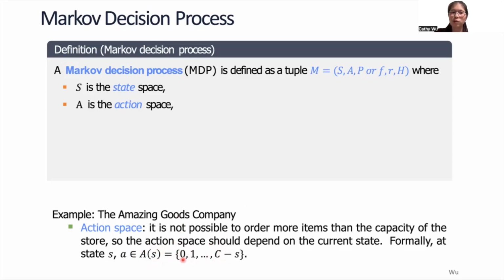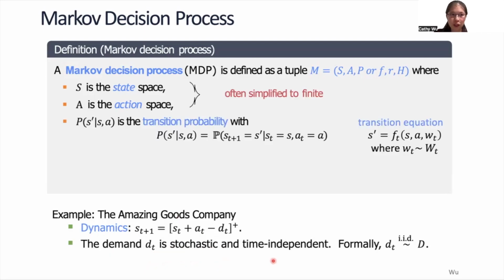So our action space is between 0 and C minus S. Okay, next one is the transition probabilities. This is where the Markovian assumption comes in, and there's a slight difference. Instead of the transition probabilities just relying on the state and next state, we also will condition on the action.